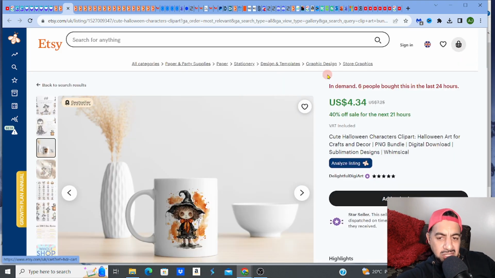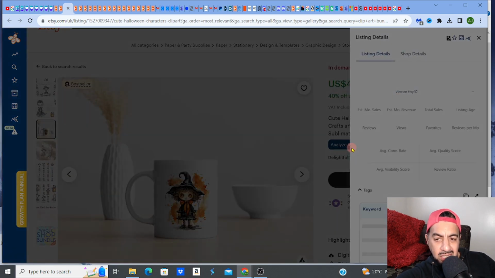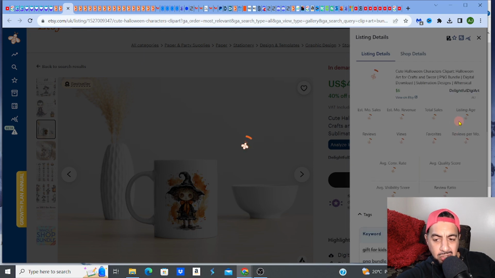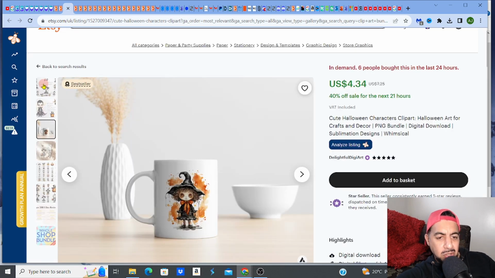But let's come back to our strategy about pricing. Now make sure that you look at something similar. So in this case, let's say you're creating Halloween characters, and this person is selling it at $4.34. Now, $4.34, they've got a 40% sale. You can already see that the listing age is quite new and they're making some money. So you can see that something is working.